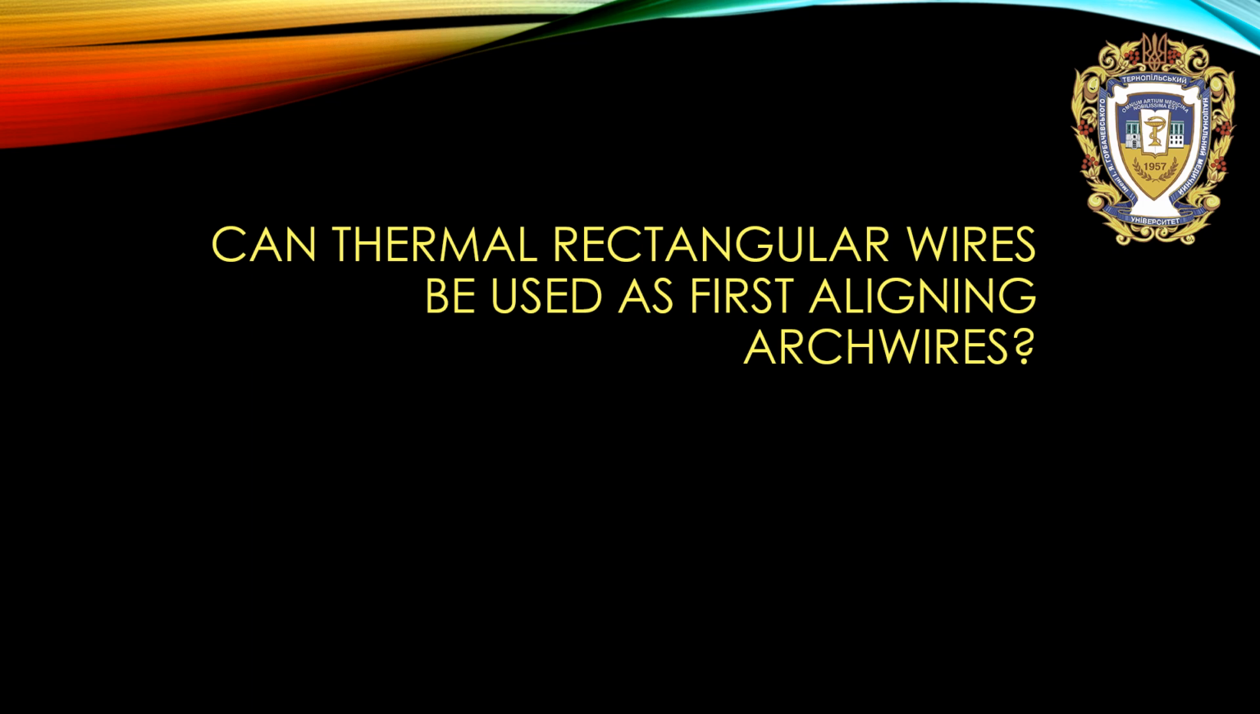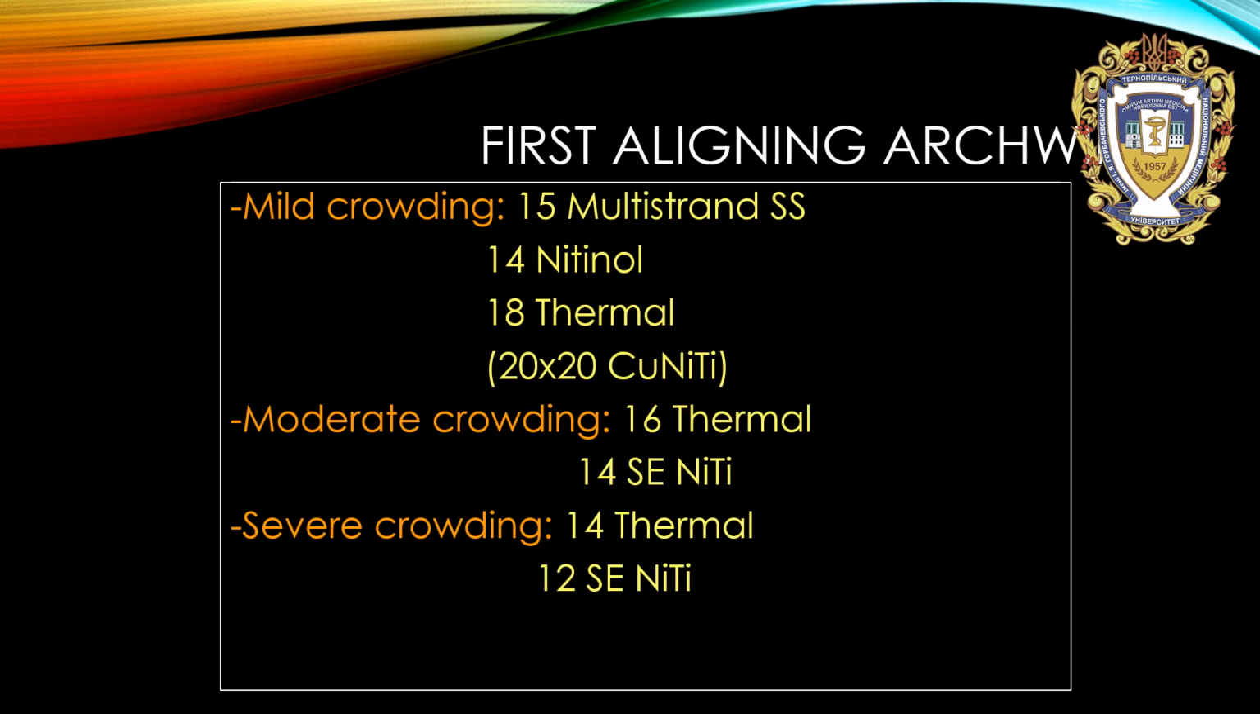Can thermal rectangular wires be used as first alignment wires? We know that first alignment wires are, as usual, 15 multi-strand stainless steel, 14 NiTi, 18 thermal NiTi, and 20x20 copper NiTi with moderate crowding. 16 thermal, 14 super elastic thermal NiTi, and in patients with severe crowding, we need to use 14 thermal or 12 super elastic NiTi.